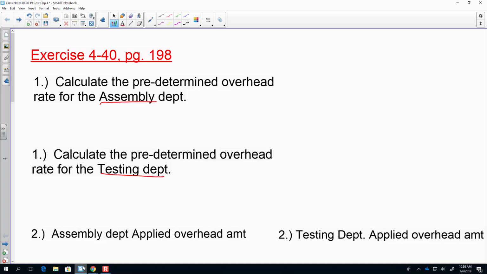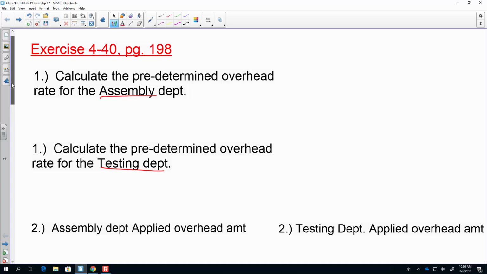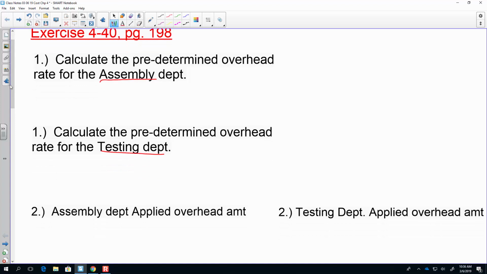The goal is to be as accurate as we can with our overhead application, and then also understand the flow of cost from work in process, basically, to finished goods to cost of goods sold. So if we can, let's start at 198, problem 40. The assembly department has given us information to come up with a predetermined rate.